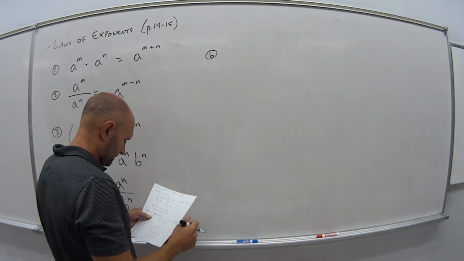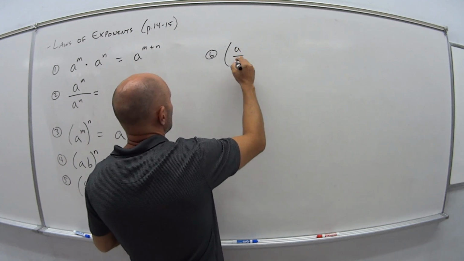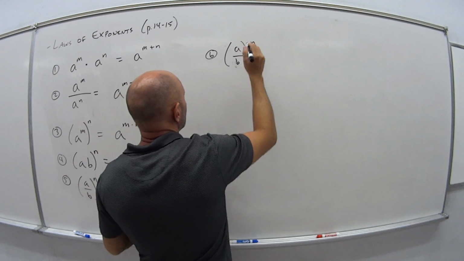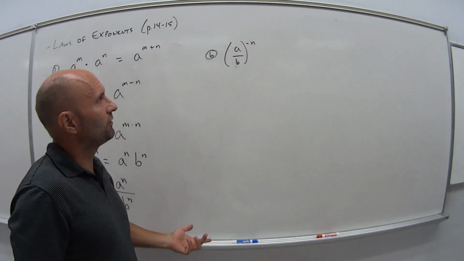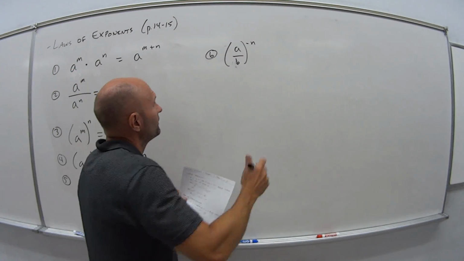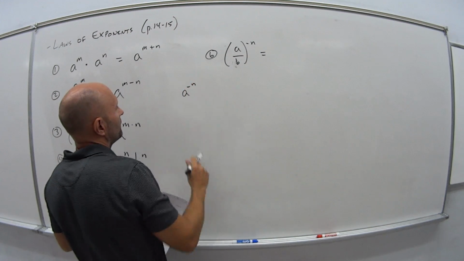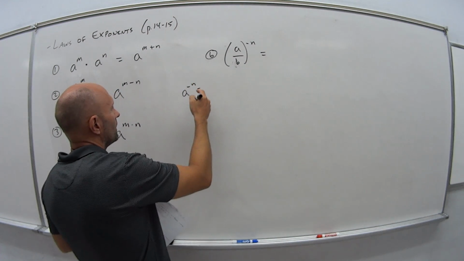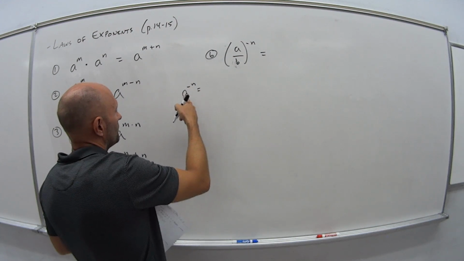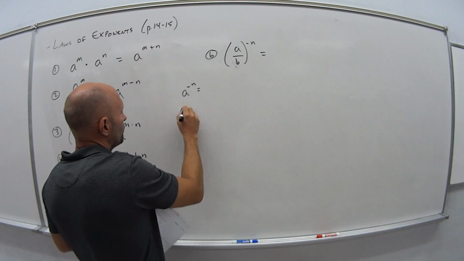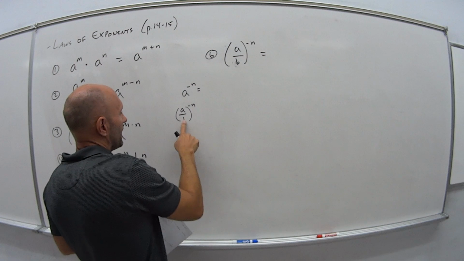Number 6. A over b to the minus n power. So this is the one that always gets people. When I had a to the minus n earlier, what was it? I take the reciprocal, right? And then make the exponent positive. So this is kind of the same as a over 1 to the minus n power. It's just that instead of b, I had a 1.